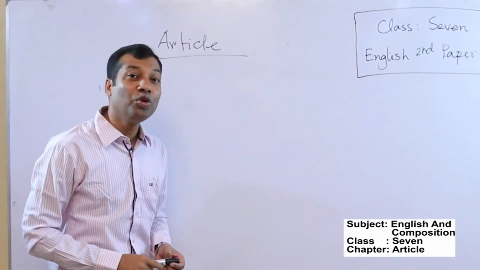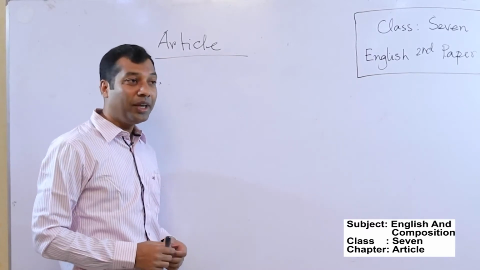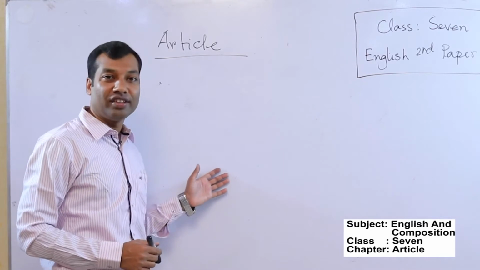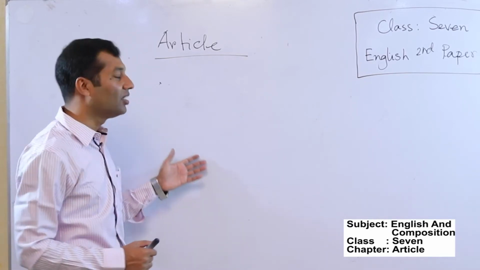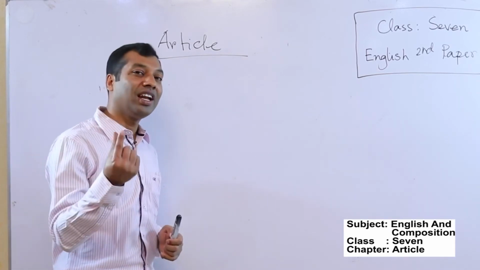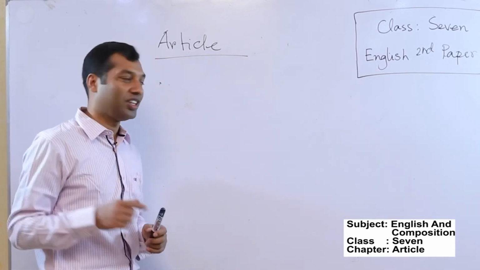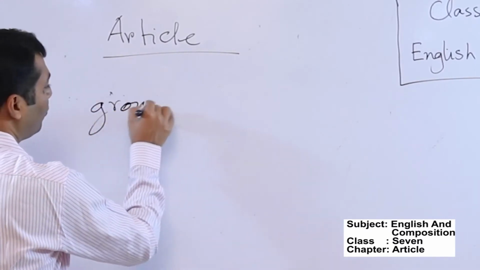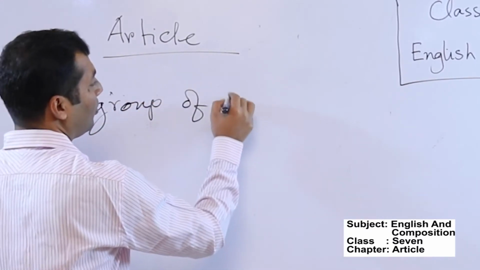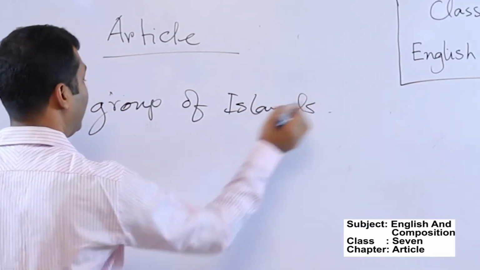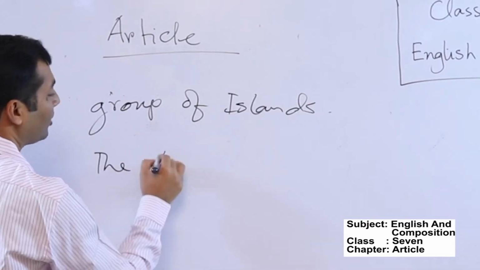Now, before a group of islands, if you see a name that refers to a group of islands, you need to use the article the. But if it is a single island, no article will be used. For example, a group of islands, the Andamans.